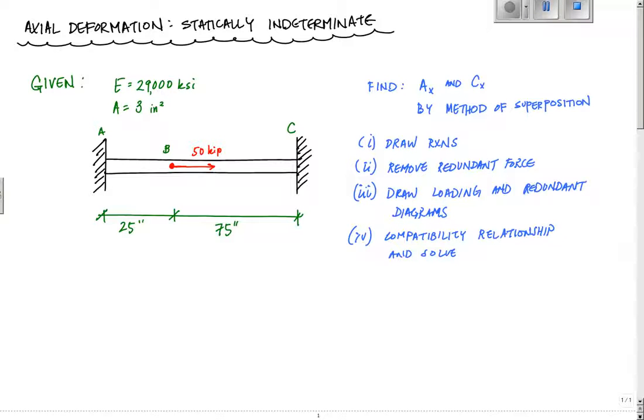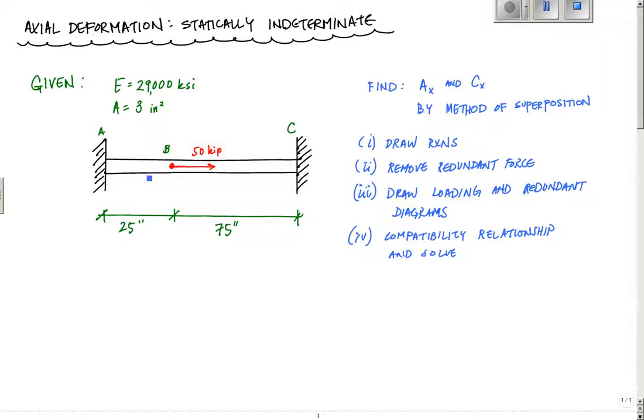I am back with a problem in mechanics of materials dealing with axial deformation that's statically indeterminate. What we're going to do here is take a really popular problem. You have an axial member, or some structural member, that's fixed on both ends at A and C. You're given some material properties. Sometimes you don't need those, but we're going to see that in a little bit. And it's fixed at two ends.